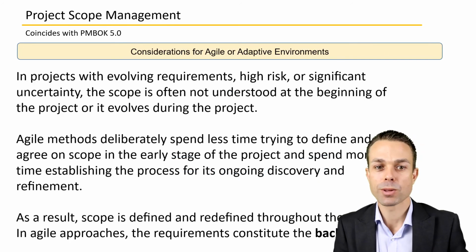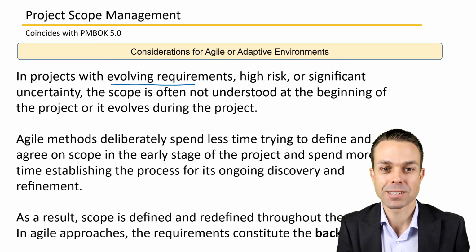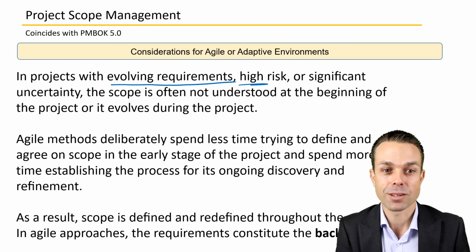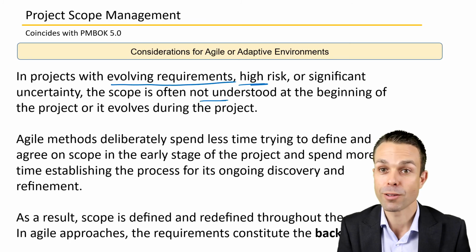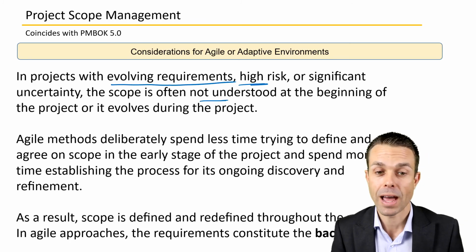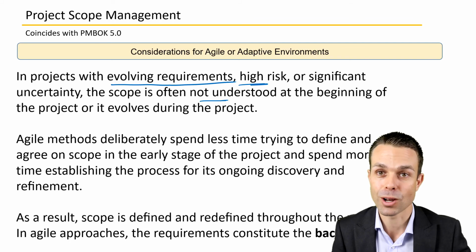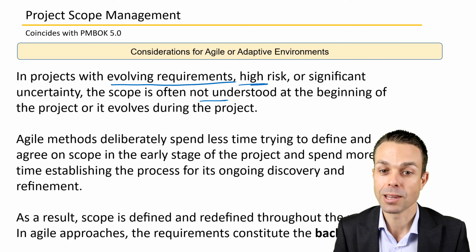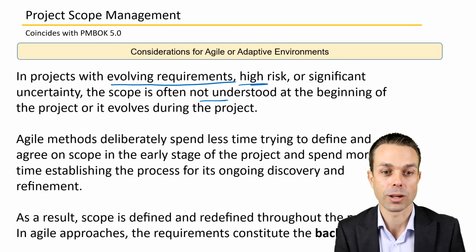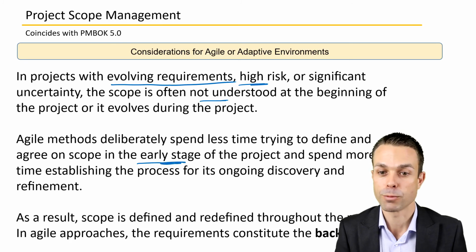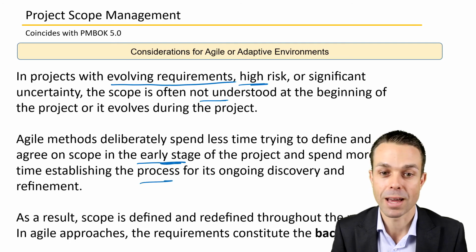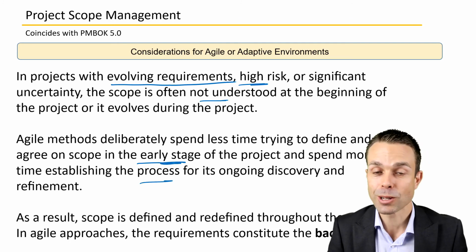So in projects with evolving requirements, as we saw, if they're subject to change, or with high risk or significant uncertainty, the scope is often not understood at the very beginning of the project, and it evolves over the life cycle of the project itself. So agile methods deliberately spend less time trying to define and agree on scope in the early stage of the project and spend more time establishing the process for its ongoing discovery and refinement. So this will include a few things.